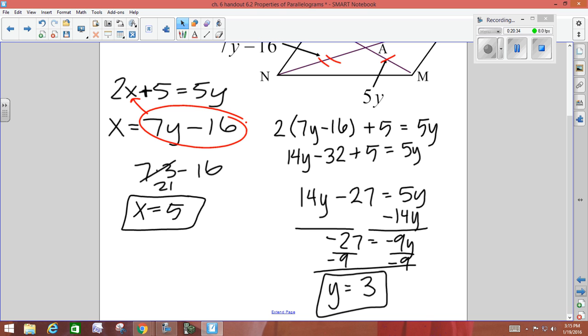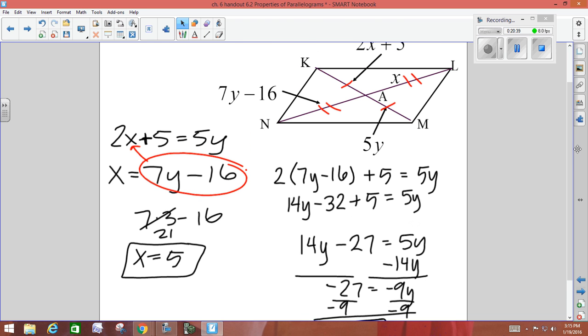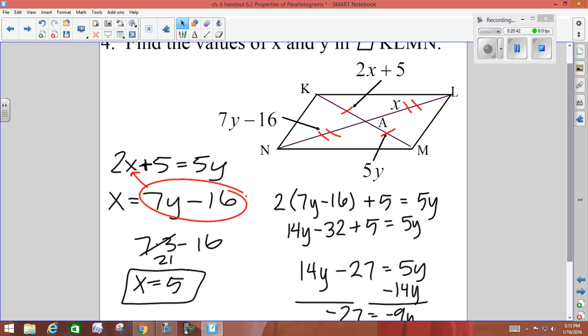How can we check this? Yeah, plug it back into your picture and see if it actually works. What's 2 times 5? Plus 5. 15, so this side is 15. What's 5 times 3? 15, so it works for that diagonal. X is 5, so this length is 5. Y was 3, so 7 times 3 minus 16, that would also give us 5. So each chunk is congruent. Okay, do your next one.